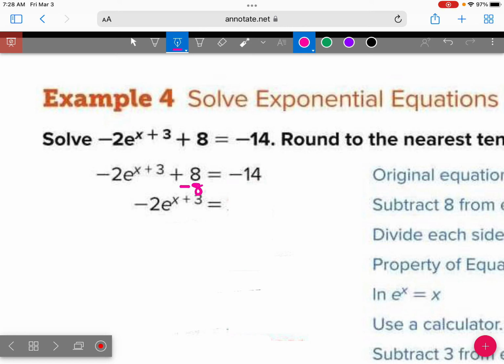So we're going to subtract 8 from both sides. Negative 14 minus 8. Again, be careful of your signs, please. I see a lot of people make silly mistakes with this. We get negative 22.